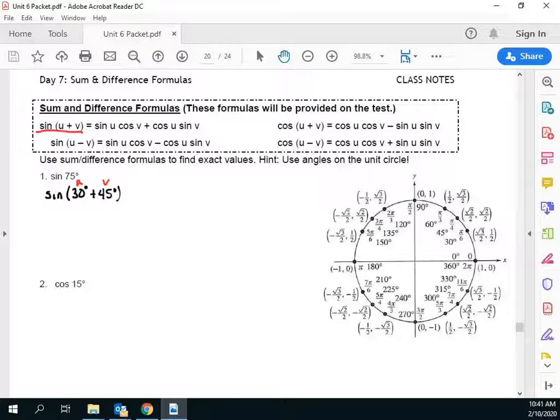So it's the sine of 30 times the cosine of 45, plus cosine of 30 times the sine of 45.